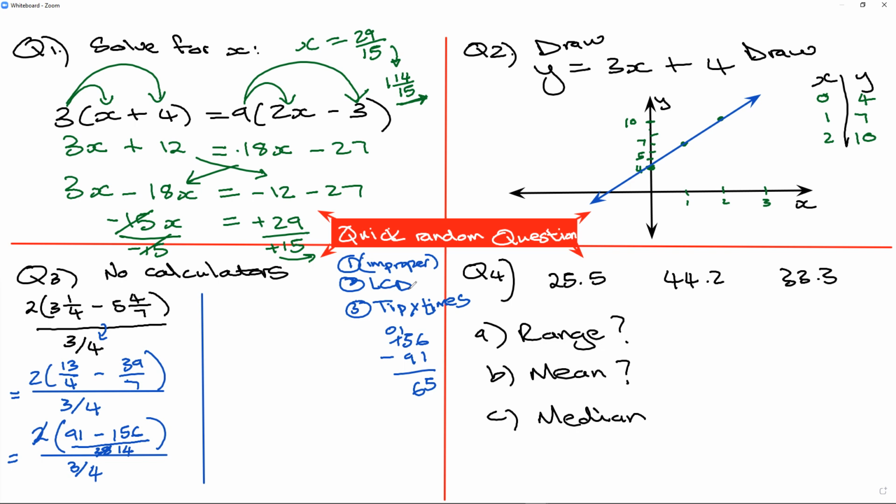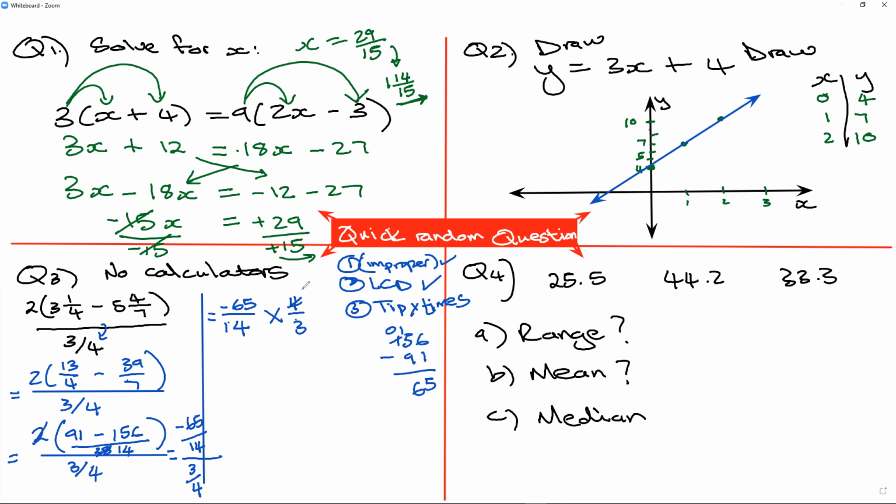Now watch the next part. I'm done with the LCD, I'm done with the improper fractions, now I'm going to do the tipping and times. I'm going to take this fraction over here, and remember this fraction is negative 65, which I just calculated, over 14, divided by 3 over 4. A fraction divided by a fraction. Tipping and times, showing this part now. So the next part, I take negative 65 over 14, and I have to multiply, that's where times comes in, and tip over the bottom fraction. So it becomes 4 over 3. Really complicated question, right?